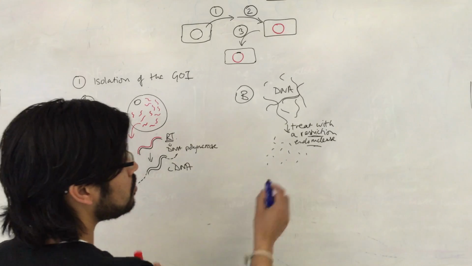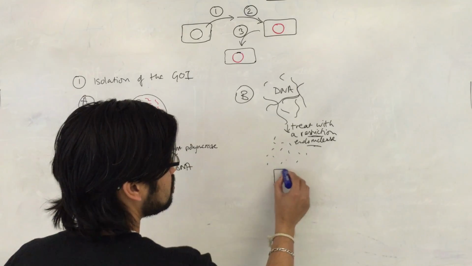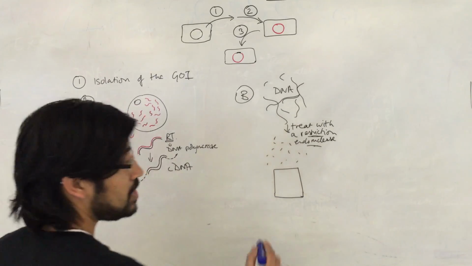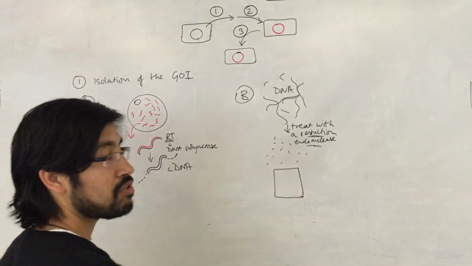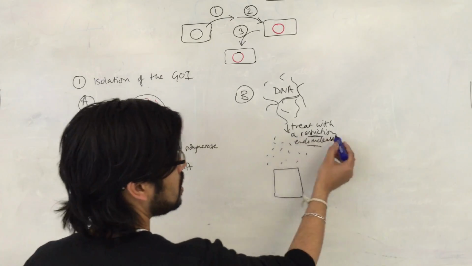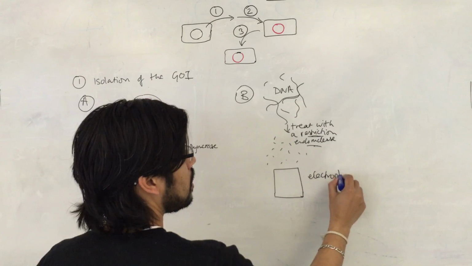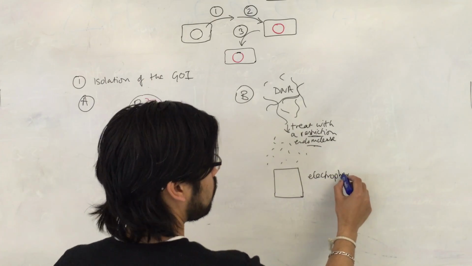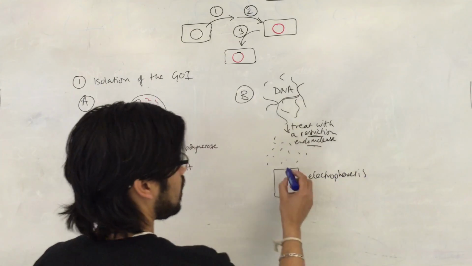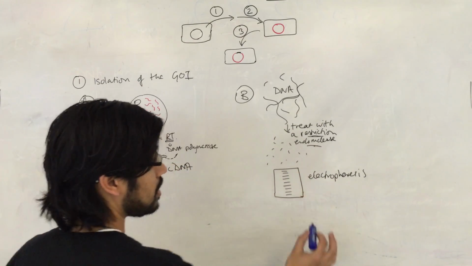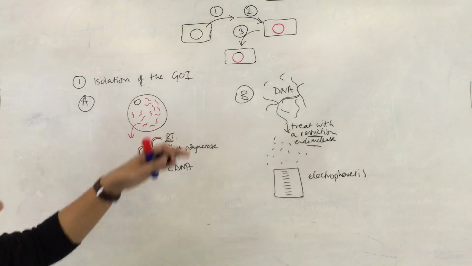So what we can do is run all these samples on a DNA electrophoretic gel. So we've treated with the restriction endonucleases. We're going to now run an electrophoresis and separate out the fragments by size. So we've separated out all the fragments.